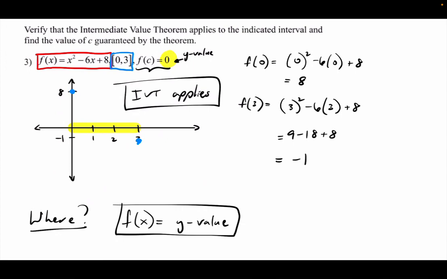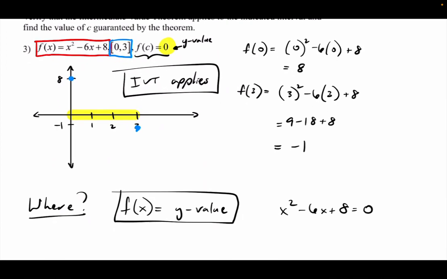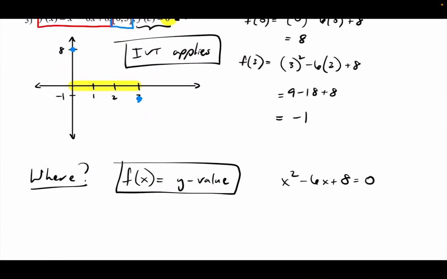The next one we do, we're going to do one more together just to give you some practice. It won't be 0, but this one will be 0. So we're going to set this guy equal to 0. So x squared minus 6x plus 8 equals 0. We're going to get two answers because it's a quadratic. So you're always going to set the y value equal to your function.